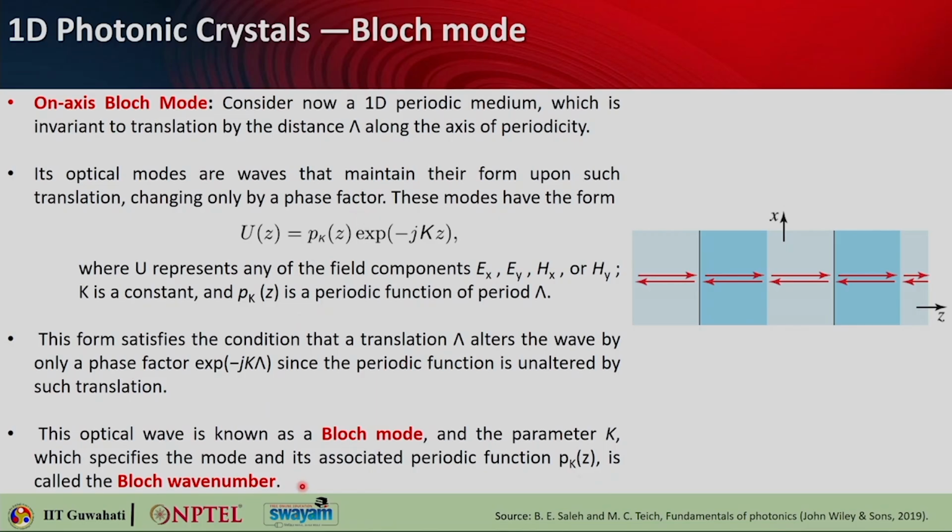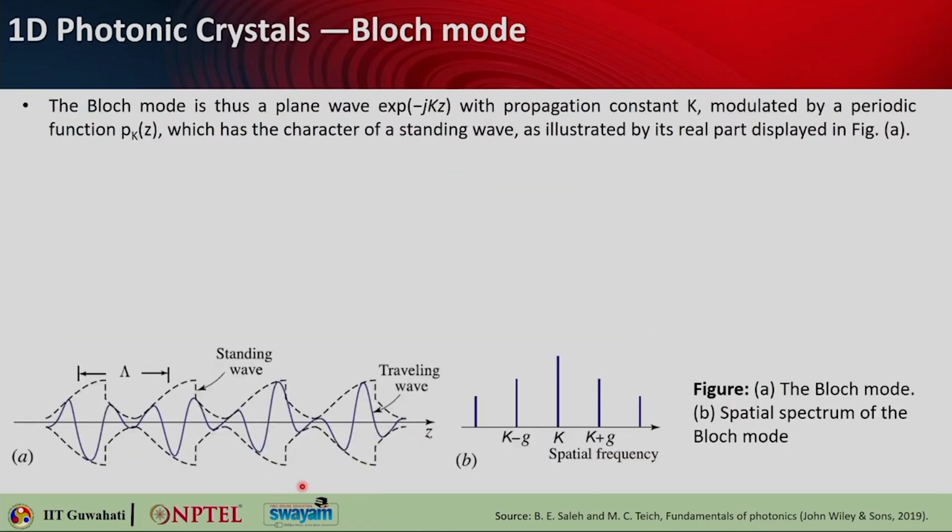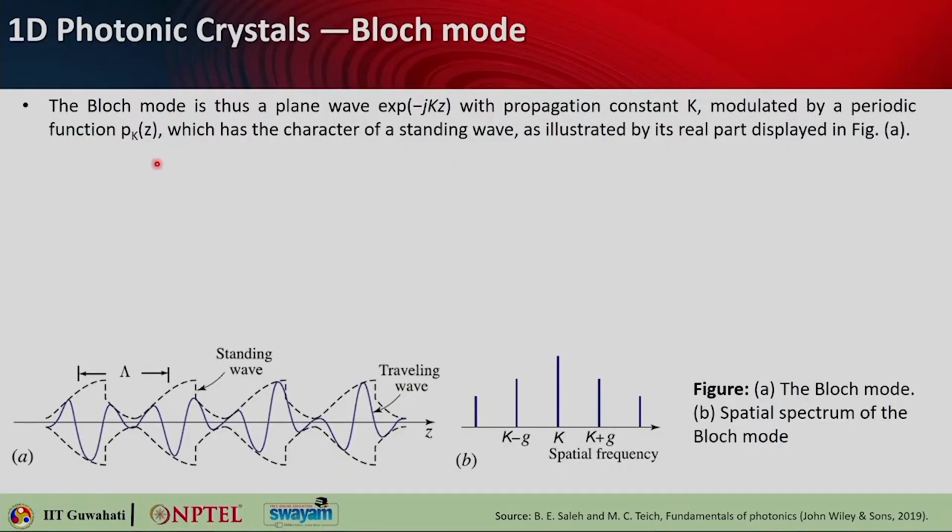So, Bloch wave is nothing but the wave that is propagating in a periodic medium, right. So, here also we are saying the same thing. The Bloch mode is thus a plane wave e to the power minus j k z with propagation constant of k modulated by a periodic function p k z. So, that is very important. The amplitude of the Bloch wave will get the same pattern of the periodicity of that particular medium. So, we can say that it is getting modulated by the periodic function p k z.